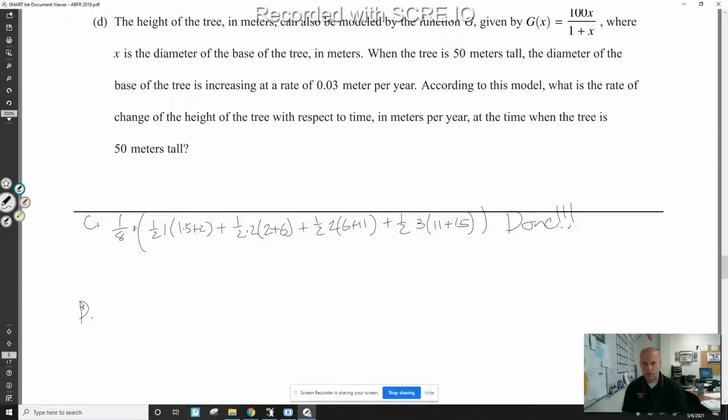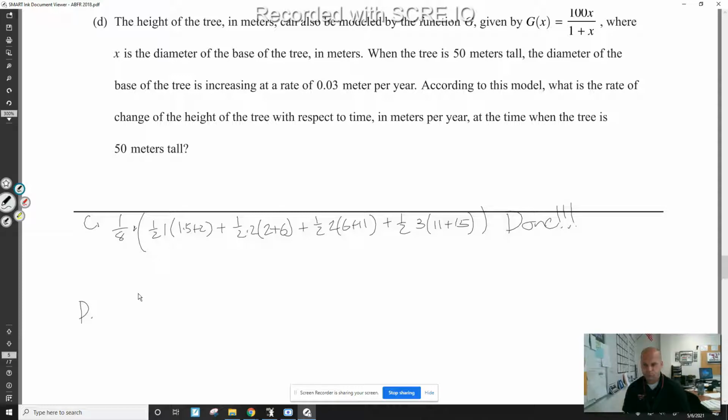The height of the tree can also be modeled by this. So this is a function that can model my data, where x is the diameter of the base of the tree in meters. When the tree is 50 meters tall, the diameter of the base of the tree is increasing at a rate of 0.03 meters per year. According to this model, what is the rate of change of the height of the tree with respect to time in meters per year at the time when the tree is 50 meters tall?